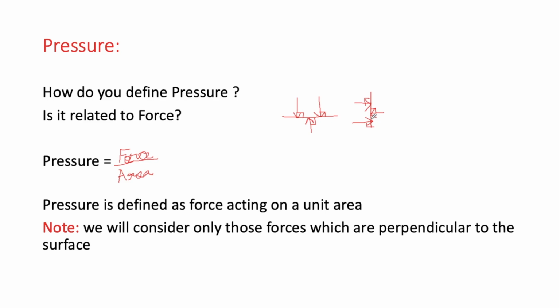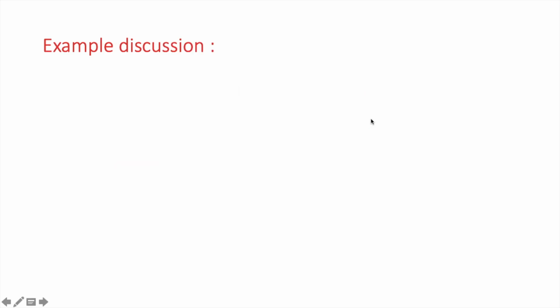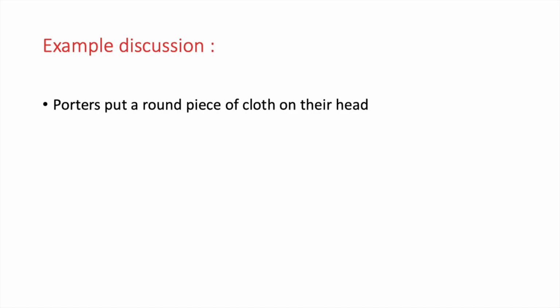Now we will discuss more about pressure through a few examples. Why do potters place a round piece of cloth on their head while carrying heavy loads? As we know, the formula of pressure is force upon area. The area is in the denominator. So, the larger the area, the smaller is the pressure on the surface for the same force. Thus, the cloth piece helps to increase the area of contact and thus it reduces pressure on the head, making it easier for the potter to carry very heavy loads.